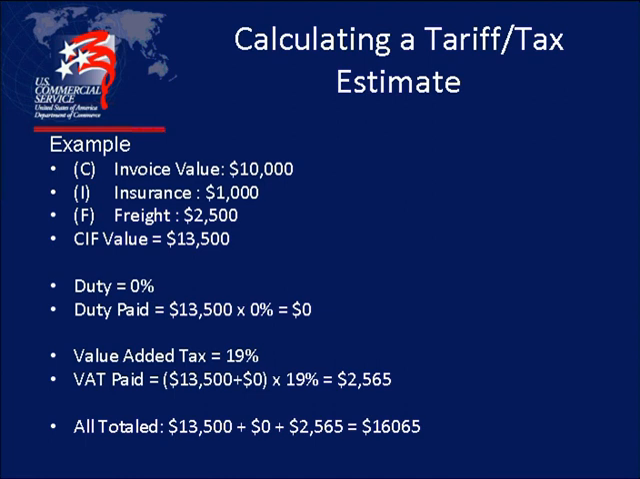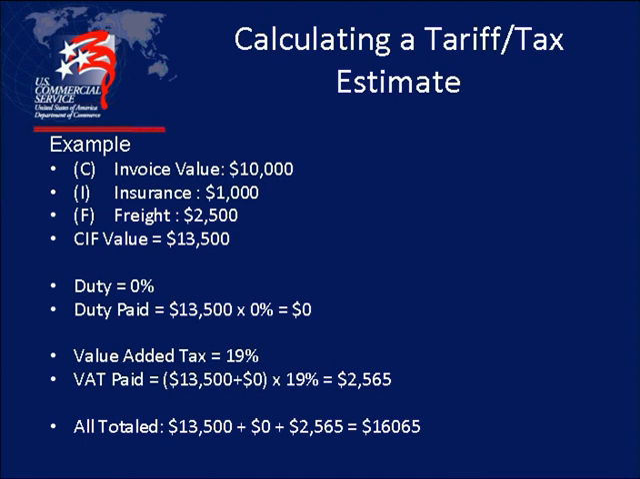There's no duty, so no duty is owed. It's zero. And we have the value-added tax of 19%. So we add the $13,500, multiply it by 19%, and we come out with $2,565. That is what the buyer owes their government for clearing that item through customs and bringing that into the country. That's the tax on that item.